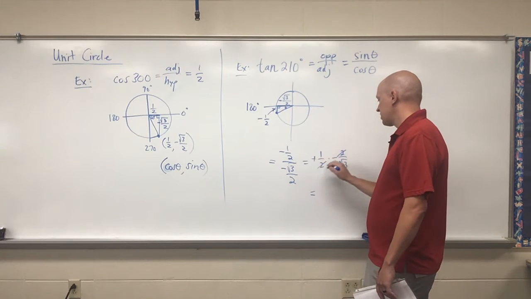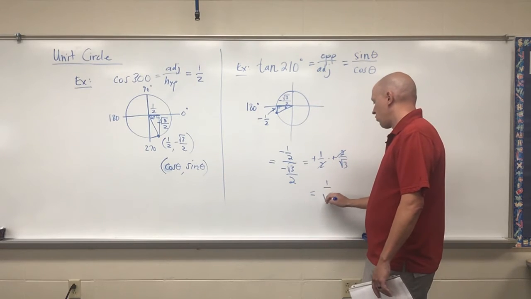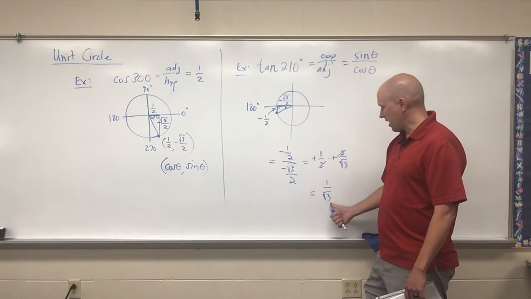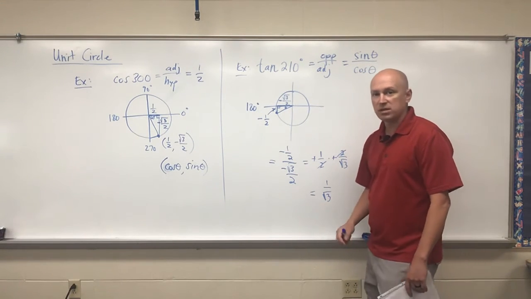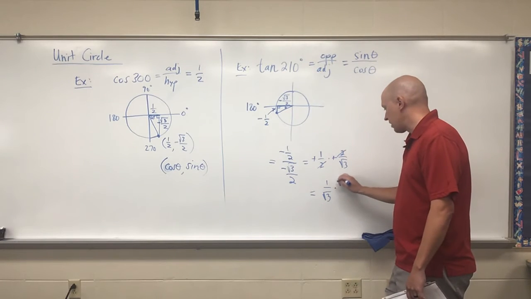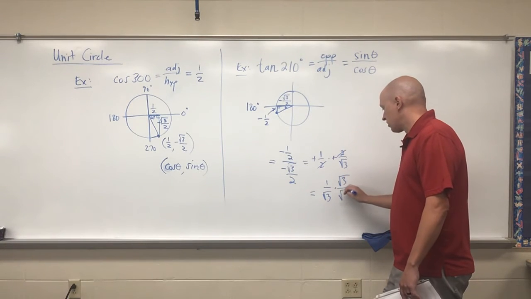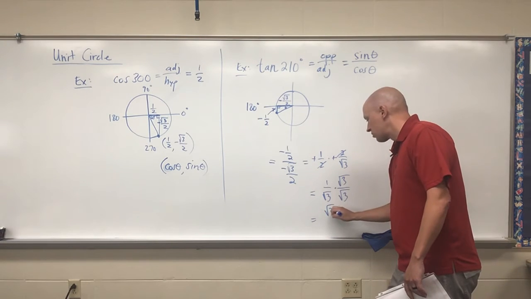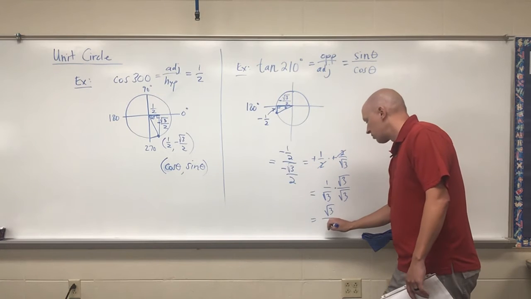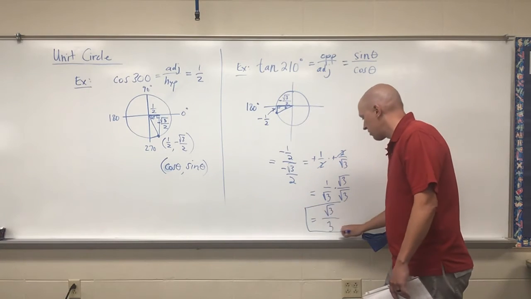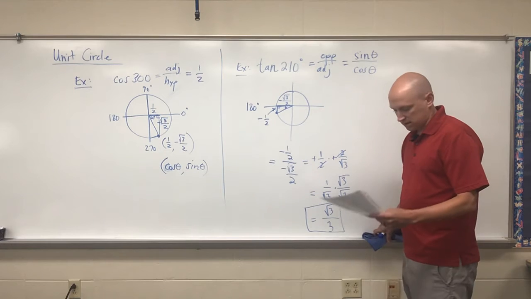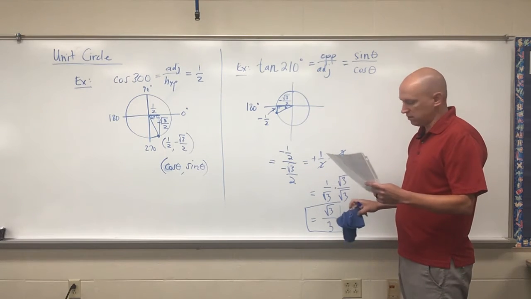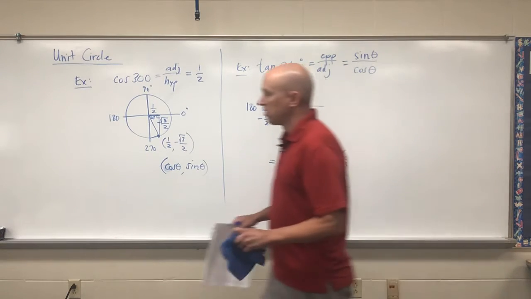This is going to end up being positive, so I get 1 over square root of 3. Some of you are saying this is not cool because I have a square root on the bottom, and you'd be right, so we need to rationalize this denominator. Square root of 3 over square root of 3 is what we'll multiply by. Root 3 times root 3 is a straight up 3, done with that guy. So tangent of 210 is equal to a positive root 3 over 3.